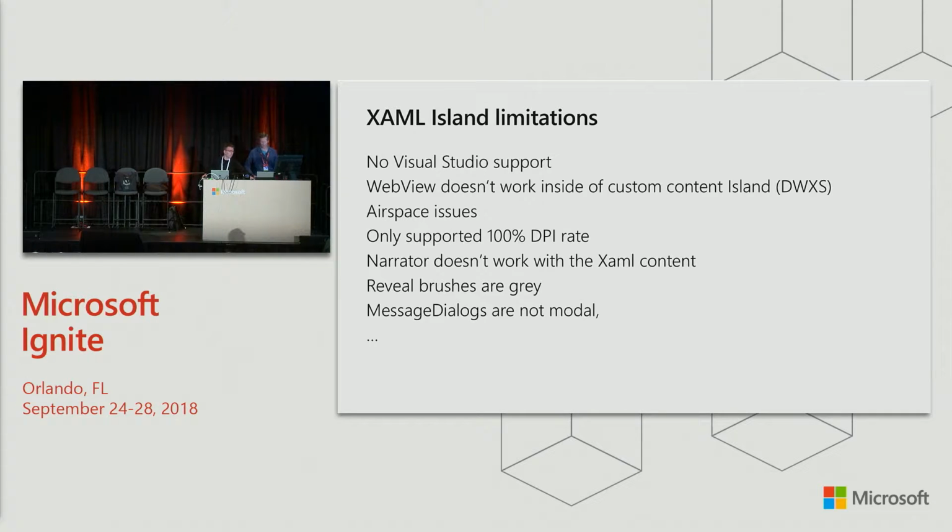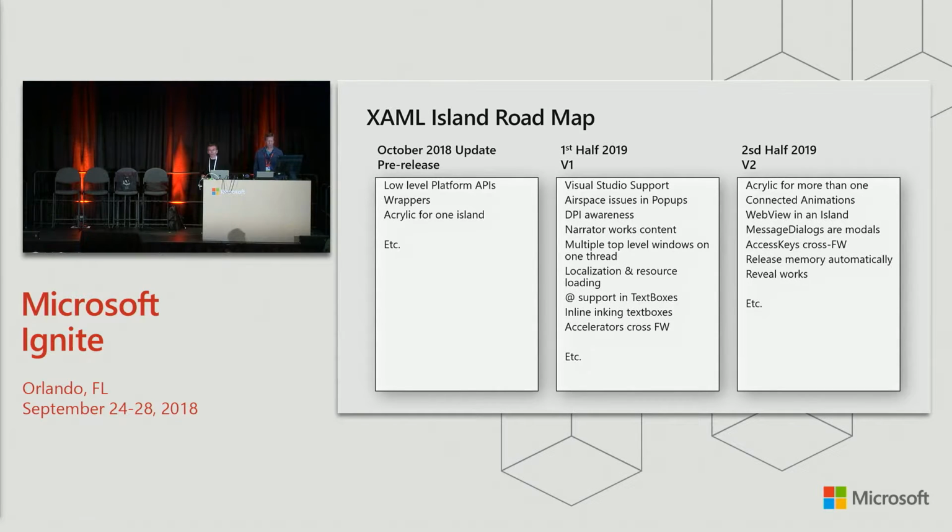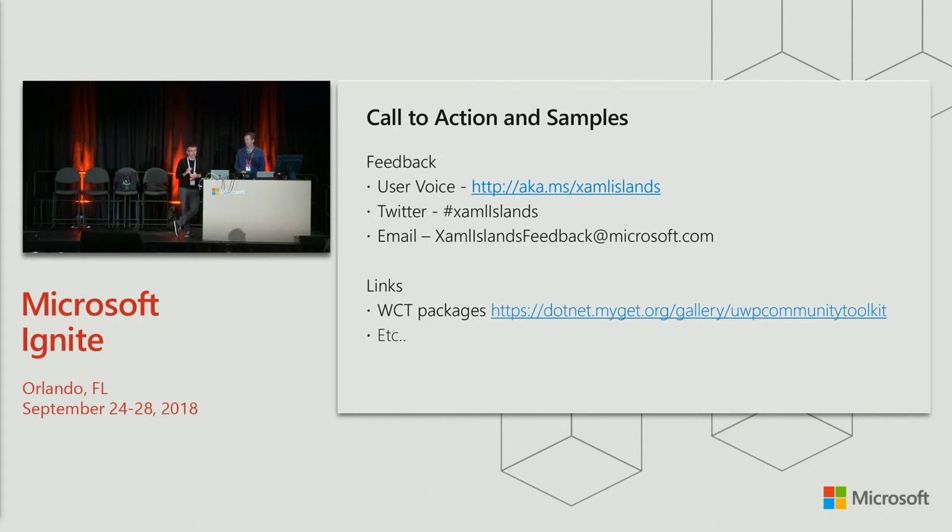The good thing is, we have a roadmap, and we are working on making sure that XAML Island has enough quality to create great applications with it. So the things we are going to release in the first half of 2019 are support for Visual Studio, DPI awareness, and making sure that the inking experience is working inside of the XAML control. But we have a lot more stuff that we are going to continue working on in the next releases of Windows. Your feedback is really, really critical and important for us. So if you have some scenario where you want to test XAML Island, or you want to tell us good things, please use UserVoice, Twitter, or maybe this email.